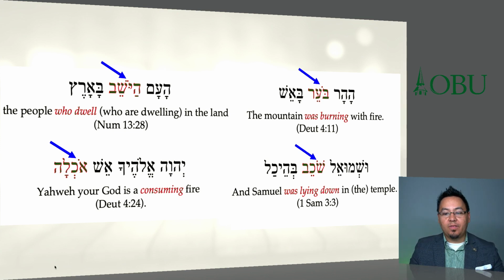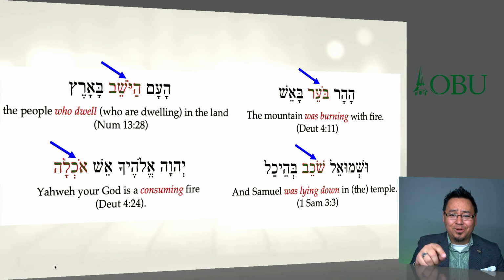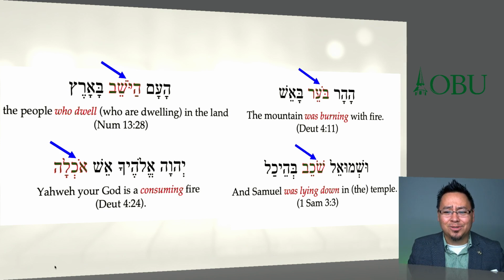Below that, let's look at 1 Samuel 3:3. It is hard to read on here in case y'all are ever curious why I'm struggling to pronounce things. It's very small up here on the screen. Nevertheless, here we go. We have Ushmuel, so Samuel, shochev, okay? He is laying down, okay? Behikal, in the temple. So Ushmuel shochev behikal. And Samuel is laying down in the temple.